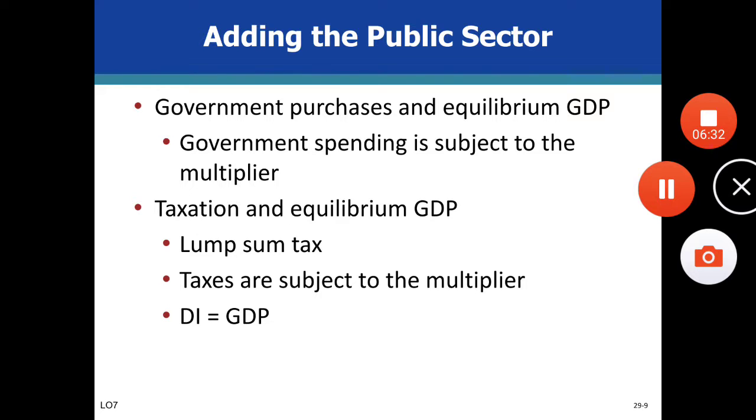The lump sum tax we talk about has no concern with the amount of GDP; the tax is independent of the GDP.